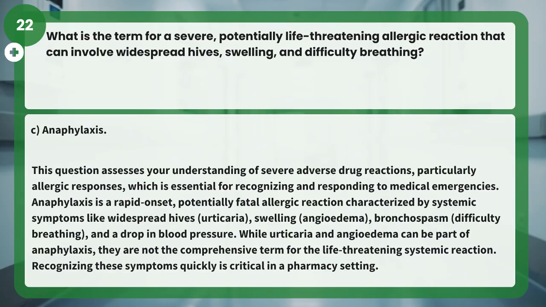Answer C. Anaphylaxis. This question assesses your understanding of severe adverse drug reactions, particularly allergic responses, which is essential for recognizing and responding to medical emergencies. Anaphylaxis is a rapid-onset, potentially fatal allergic reaction characterized by systemic symptoms like widespread hives, urticaria, swelling, angioedema, bronchospasm, difficulty breathing, and a drop in blood pressure. While urticaria and angioedema can be part of anaphylaxis, they are not the comprehensive term for the life-threatening systemic reaction. Recognizing these symptoms quickly is critical in a pharmacy setting.